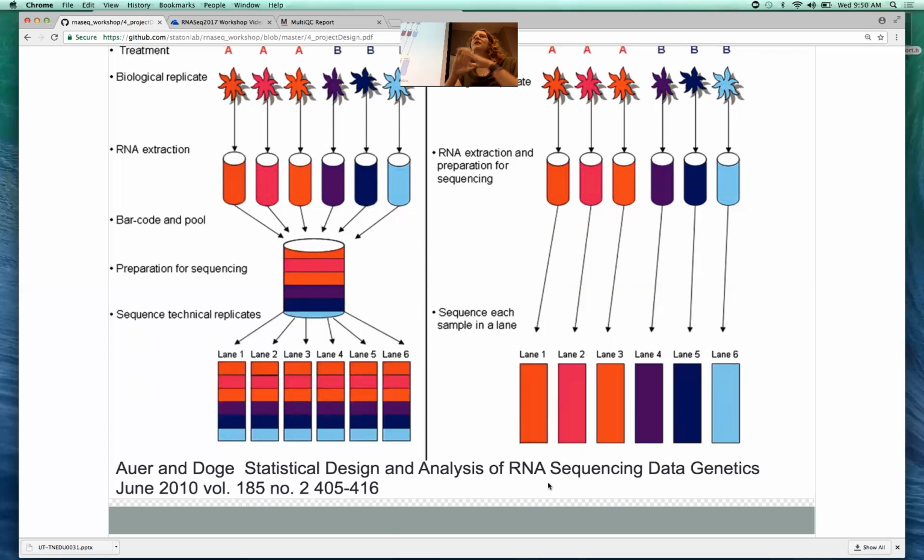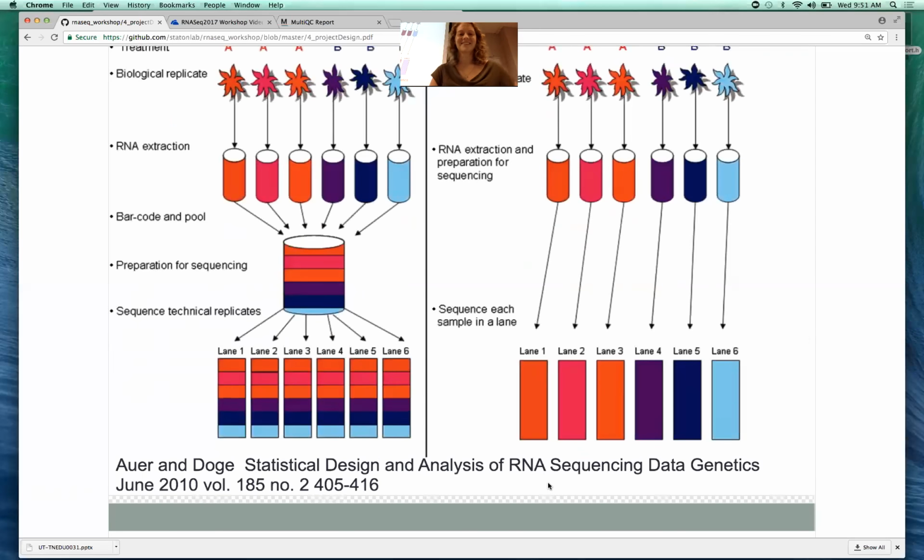Right. Depending on how many lanes you're going to buy, I try to put an even number of samples. Or if you have a low enough number of samples, you can run every sample on every lane. Once you've mixed all your libraries together, you can just put them on every lane. There are a number of ways to do it. Just think about it from a statistical perspective instead of from a convenience perspective.